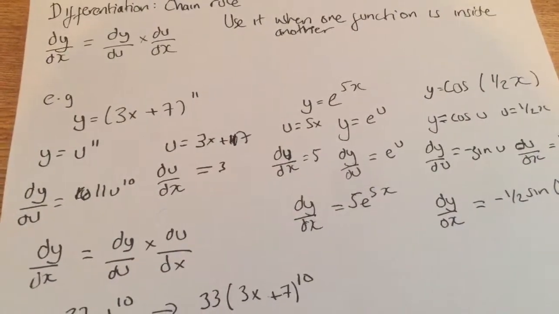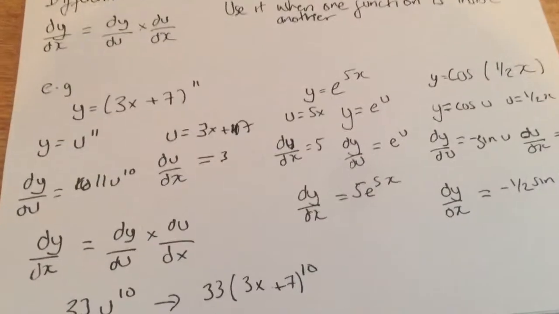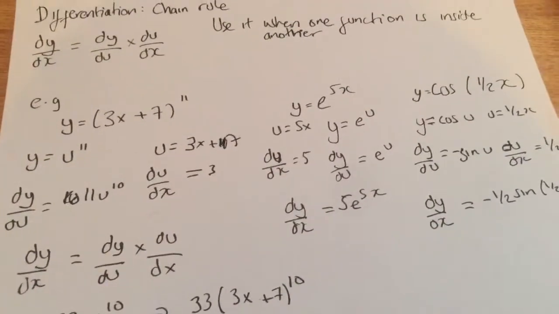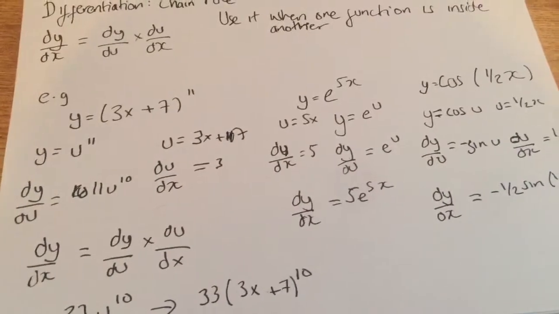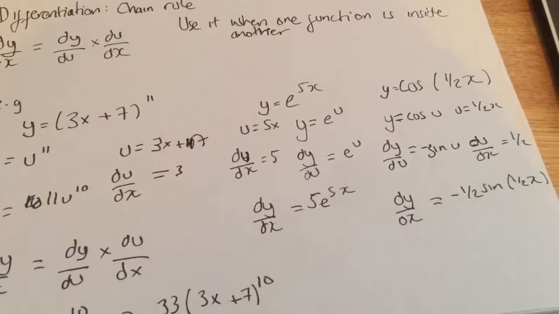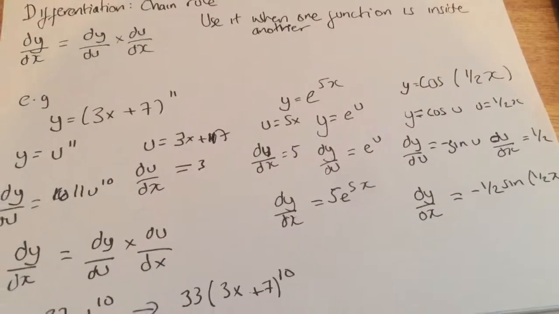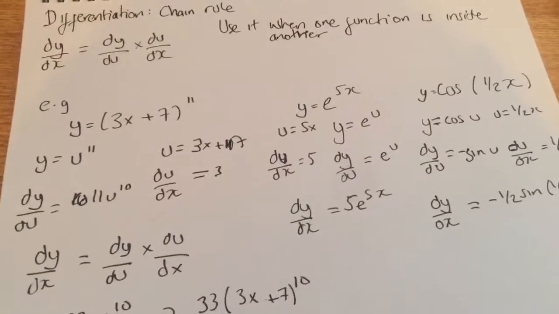Here we've got 3x plus 7 raised to the power of 11, so the function inside, 3x plus 7, is being raised to the power of 11. Then e to the 5x: there we've got e being raised to the power of 5x, so 5x is the thing inside. And finally cos has got half x inside of it, alright?